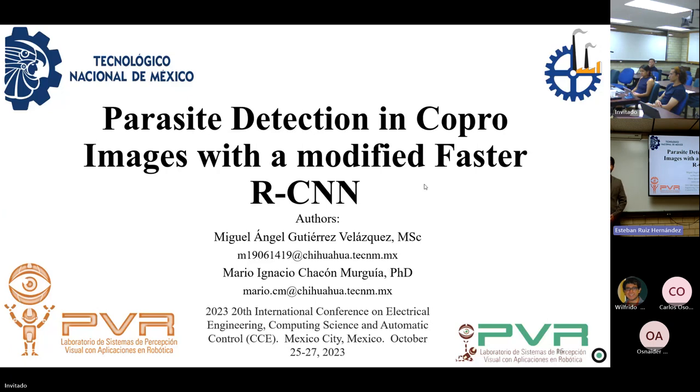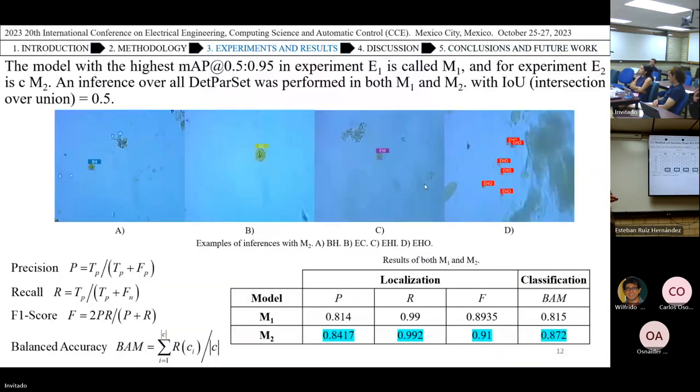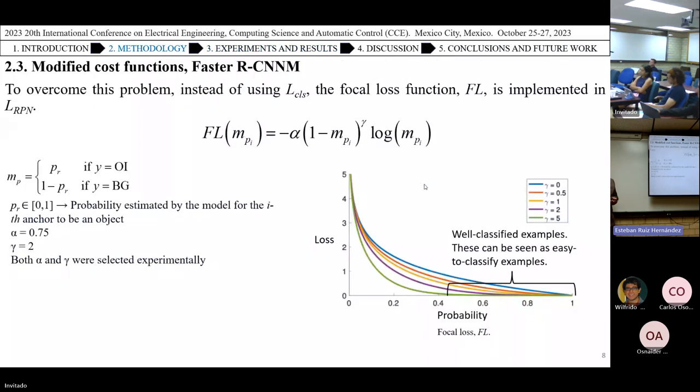Anybody, please? I want to say the following. In one of your pictures, you show how the loss function decreases against the probability. How do you get that? I don't understand.